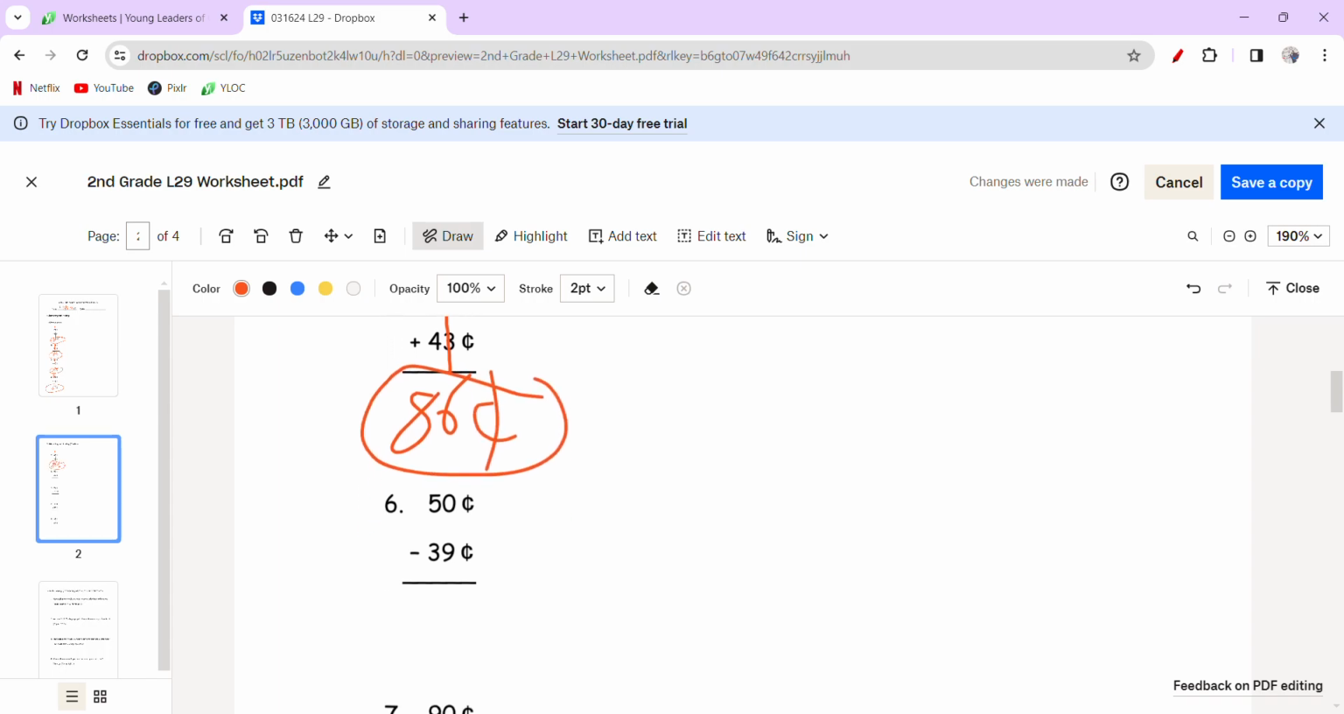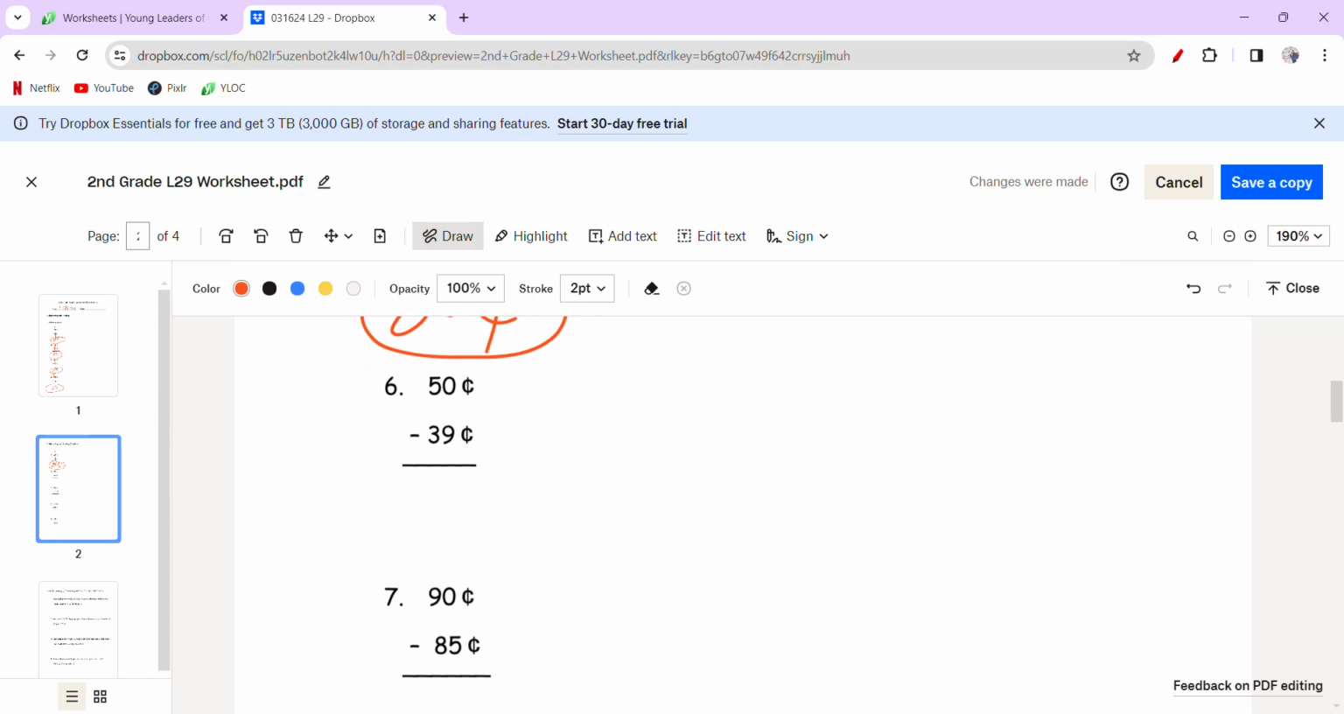86 cents. 50 minus 39. From here, it's a little tricky. You're going to borrow from the tens place, right? Because you don't have enough to take 9 away. So this 5 will become a 4, and this 0 will become a 10. So 10 minus 9 is 1, and 4 minus 3 is 1. So you have 11 cents.